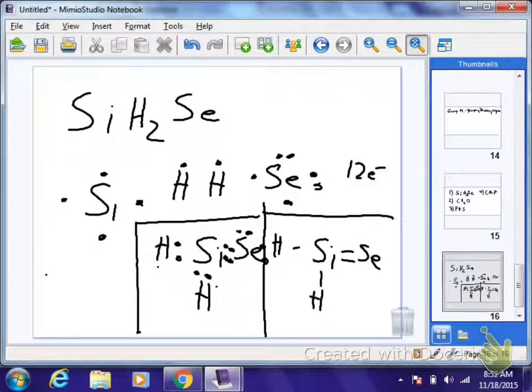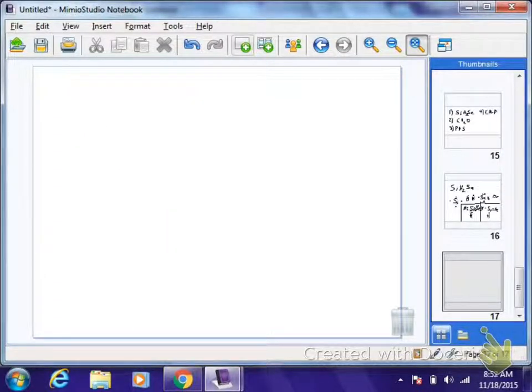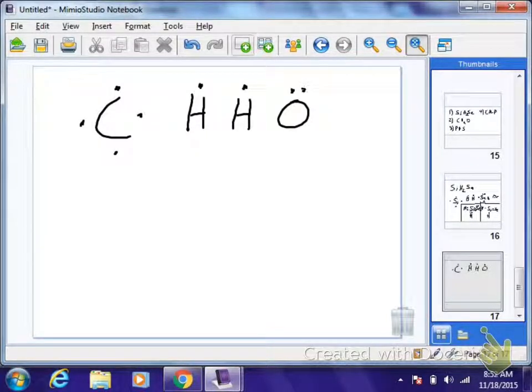Next one. The next one we have is CH2O. Is this like carbonated water? Good one. No. Carbonated water would be CO2. But it's close. It's got carbon.